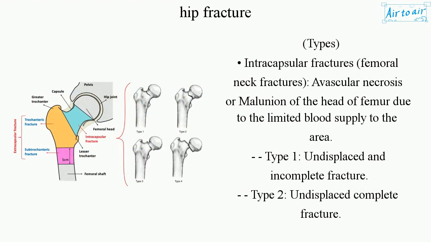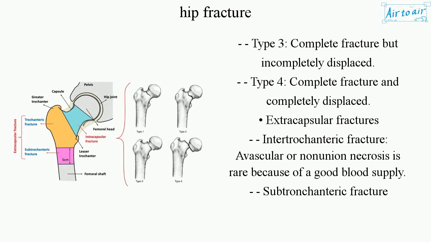Types: intracapsular fractures, femoral neck fractures, avascular necrosis or malunion of the head of femur due to the limited blood supply to the area. Type 1, undisplaced and incomplete fracture. Type 2, undisplaced complete fracture. Type 3, complete fracture but incompletely displaced. Type 4, complete fracture and completely displaced.